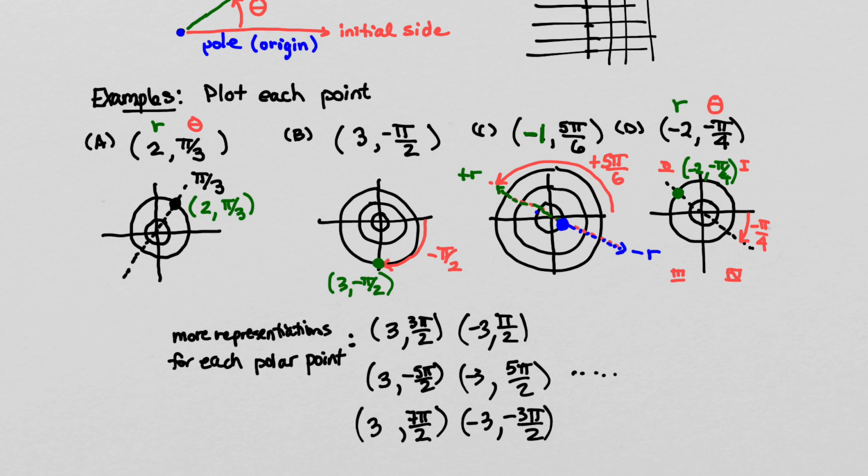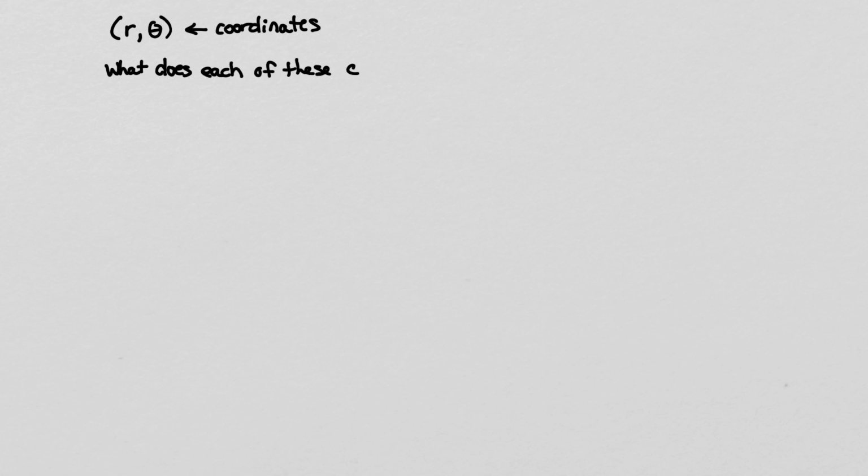So these are points, but let's talk about what polar equations look like. Because r and theta are our basic coordinates, these are the basic coordinates in the polar system. It would make sense that the equations involve r's and thetas. So what do each of these curves look like? Let's look at this first example here.